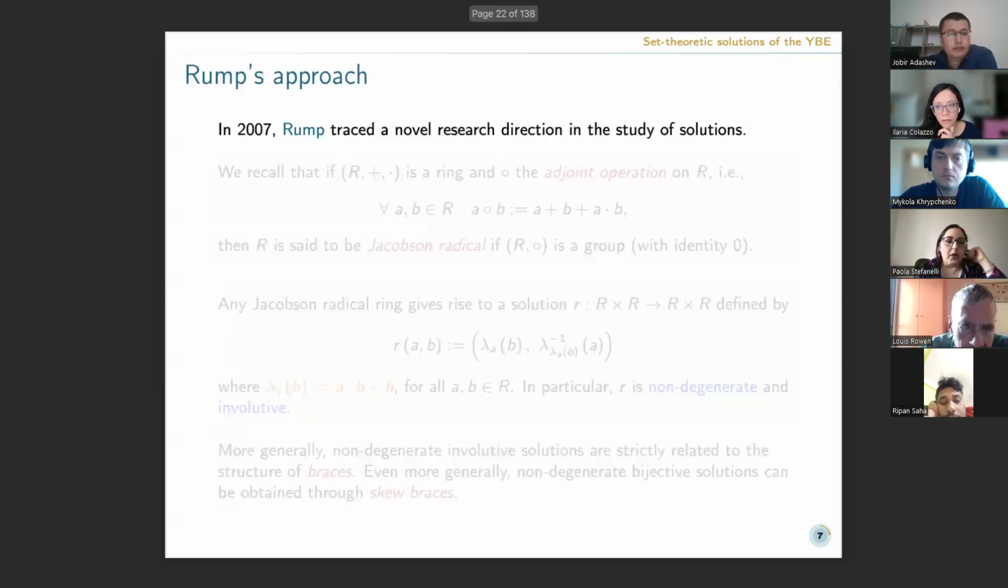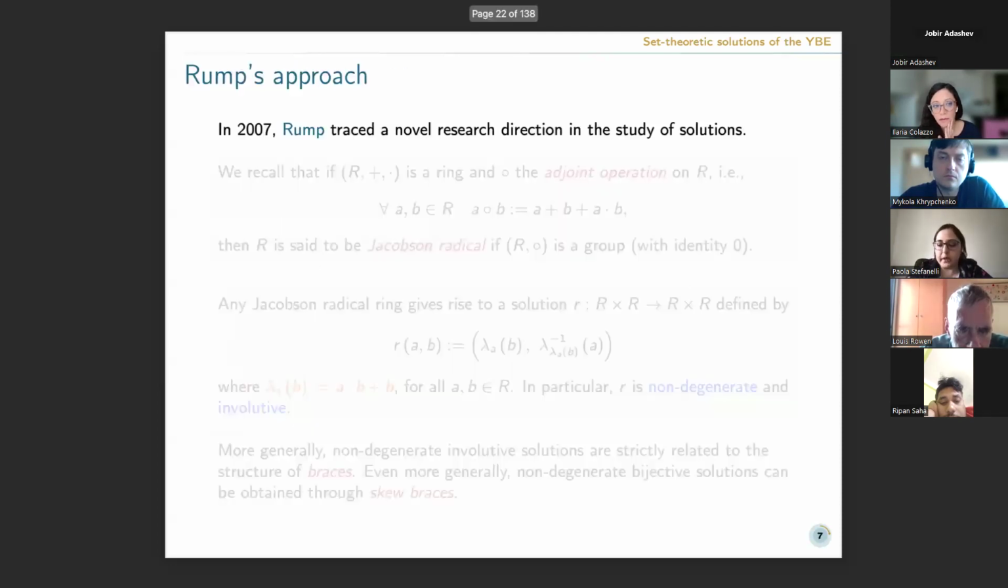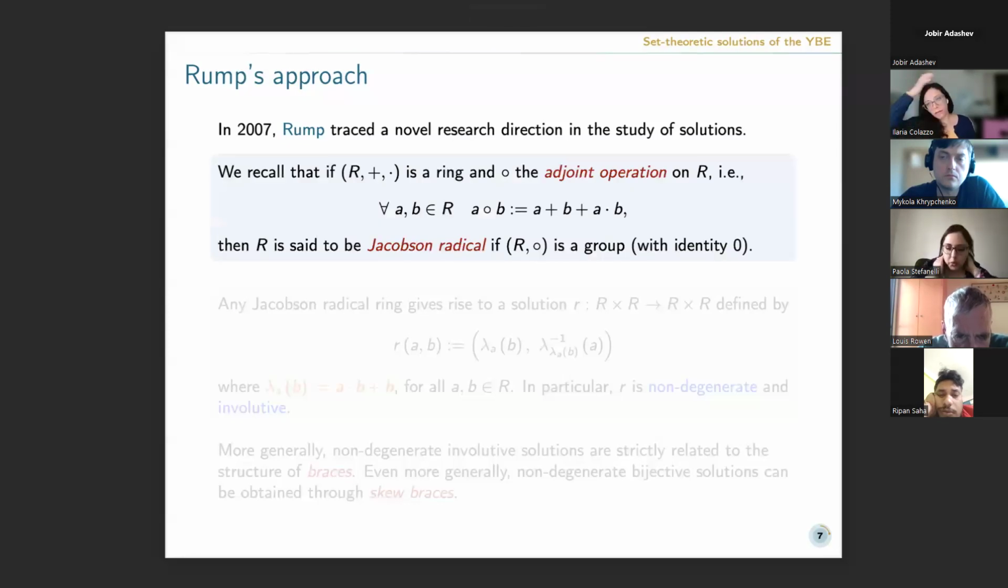So there are, as I said, many works about this topic, and also a lot of mathematicians approach the problem of finding solutions from different points of view, and also by studying different algebraic structures. And I'd like to underline that in 2007, Rump traced a novel research direction in the study of solutions because he found an interesting connection between radical rings and solutions.